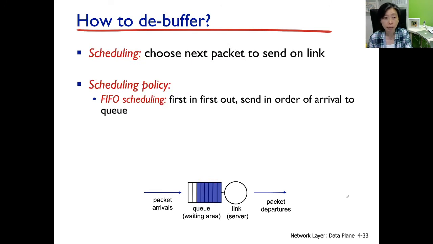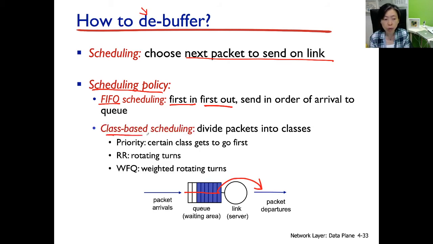The last component is this: how do we debuffer? Which packet do we choose to transmit next? That is, the next packet to send on the link. This is also called the scheduling policy. Typically, we do this FIFO, first in, first out. Essentially, based on the order the packets arrive, we take one out at a time.